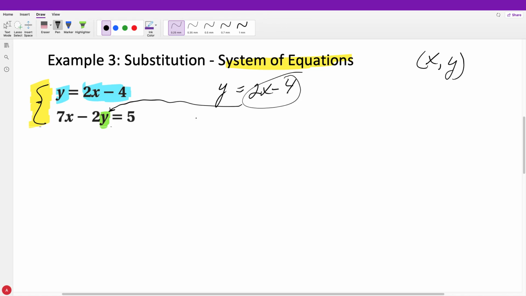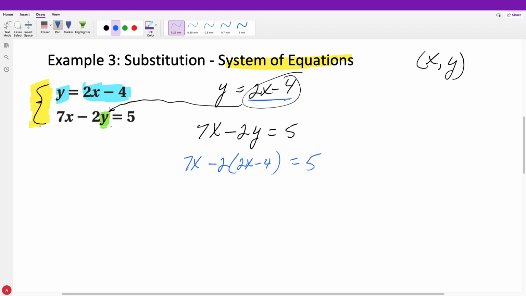All right, so now we're going to go ahead and substitute that. So we have 7x minus 2 times y is equal to 5. Well, instead of it saying y, I'm now going to say that 7x minus 2 times (2x minus 4) is equal to 5. So we see that the 2x minus 4 is equal to y, so I simply substitute it in for the y in the problem that I have. And it's very important that you put it in parentheses because we need to make sure that we're distributing this negative 2 to everything.